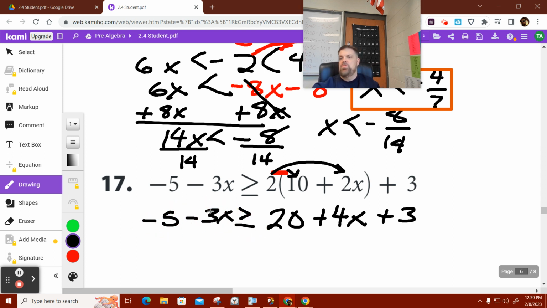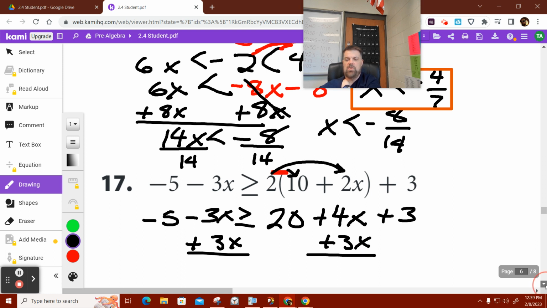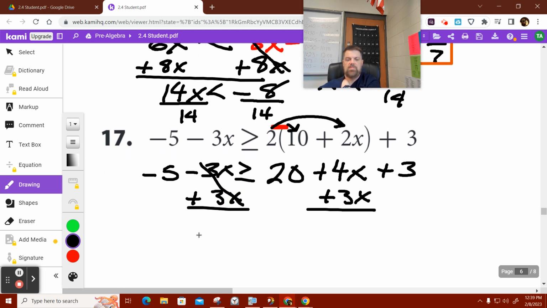All right. What do you think we could do next? Plus 3x. I mean, there's nothing against it. Let's try it. Add 3x. So we're maneuvering to get all the x's on one side. So these cancel. I'm left with negative 5 over here is greater than or equal to 20 plus 7x. 4 plus 3x is 7x plus 3.